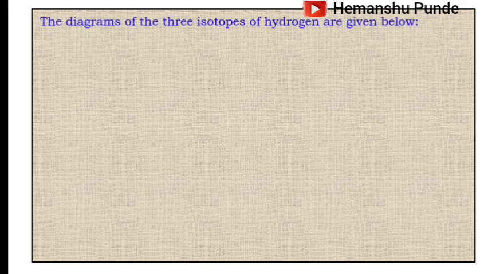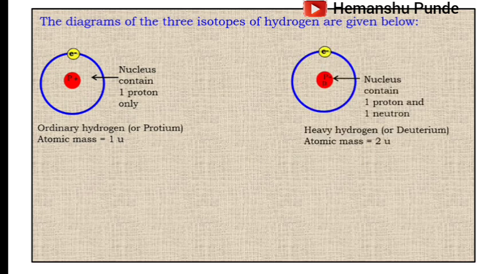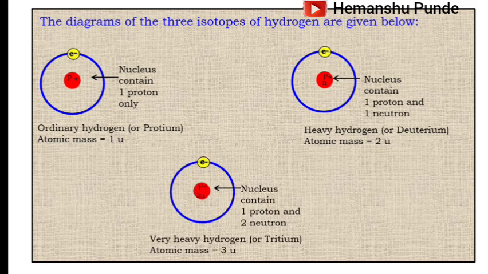Again we are revising the same concept again and again with different examples. The diagrams of 3 isotopes of hydrogen are given below. This is for ordinary hydrogen or protium, atomic mass 1 unit. This is for heavy hydrogen, deuterium, atomic mass 2 units. This is for very heavy hydrogen, tritium, atomic mass 3 units. The first one contains 1 proton only, the second one contains 1 proton, 1 neutron, and the third one contains 1 proton, 2 neutrons.